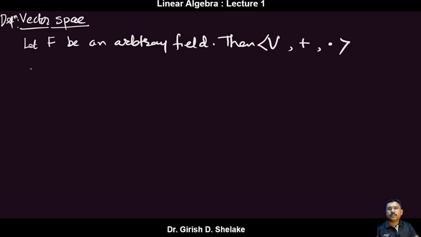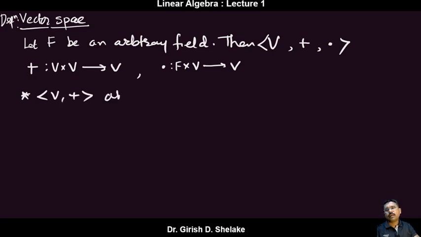To define this vector space, we require addition of vectors. So it is a composition from V cross V to V, and scalar multiplication is from F cross V to V. If these two are compositions on this non-empty set V, then the conditions are: the first one is that the ordered pair V, plus must be an abelian group with respect to this addition.